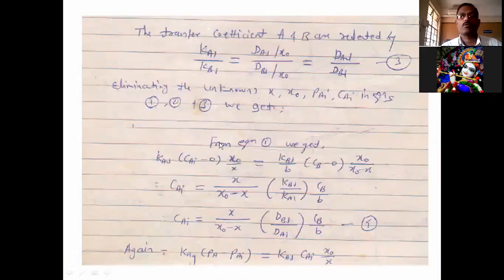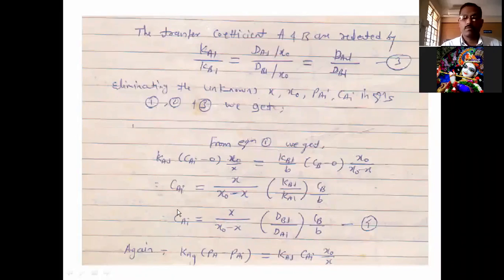So from this equation what do we calculate? C_AI. Here we calculate C_AI, which is equal to x upon x naught minus x, where the x naught cancels, into K_BL upon K_L into C_B upon B. So C_AI is equal to, rearranging this equation, x upon x naught minus x. What is K_BL upon K_L? From equation 3, that is D_BL upon D_AL, into C_B upon B, equation 4 we get.